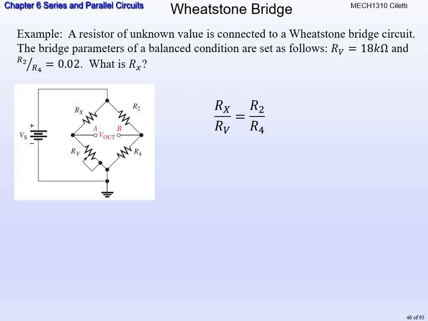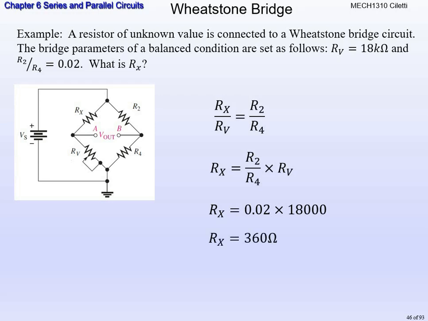So in this case we're using X and V. Well, we know what the ratio of R2 to R4 is, right? It's 0.02, and we know what RV is. So we have to solve this algebraically for Rx. We know that Rx is R2 divided by R4 times RV. We've just solved it algebraically. Now we substitute in our values. Alright, so R2 over R4 is 0.02 times RV, which is 18,000 ohms. So Rx is 360 ohms. Pretty basic. I know it seemed kind of confusing seeing all those other ones before.